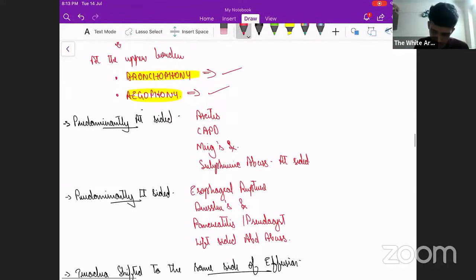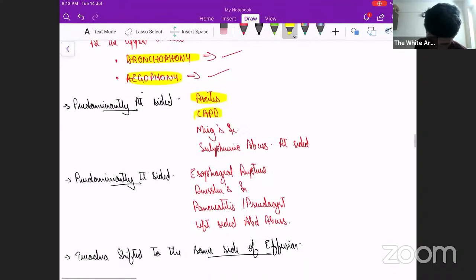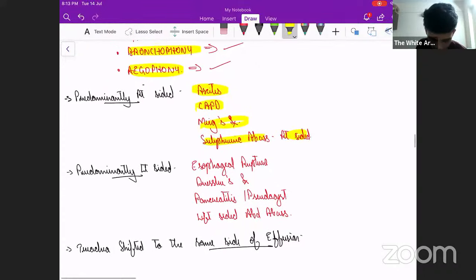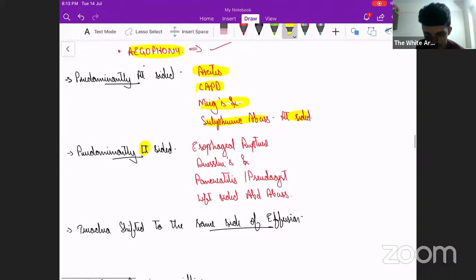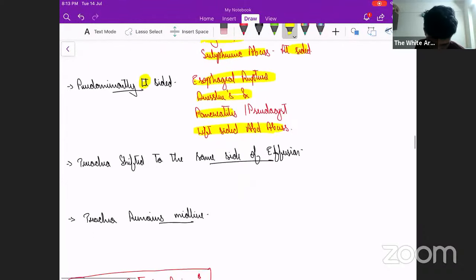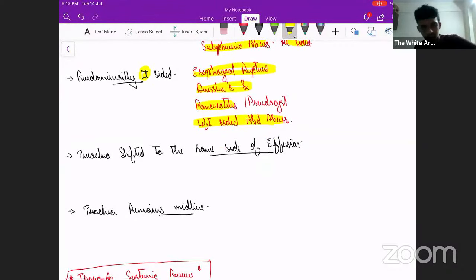So predominantly right-sided effusion. This is again a viva question. Ascites, CAPD, Meigs syndrome, subphrenic abscess, usually right-sided. And predominantly left-sided, when do you expect? When we have esophageal rupture, or Dressler's syndrome, or pancreatitis or pseudocyst, or when we have a left-sided abdominal abscess. This is when we can expect a predominantly left-sided effusion. Okay, and this is again a very important viva question.